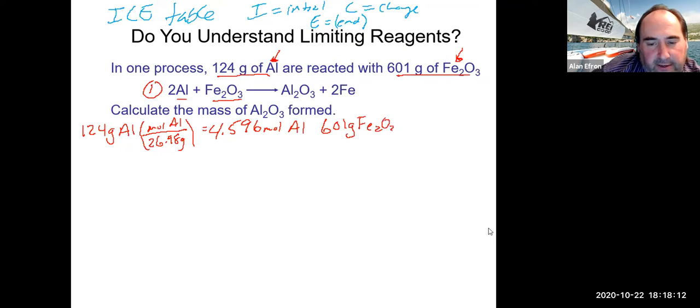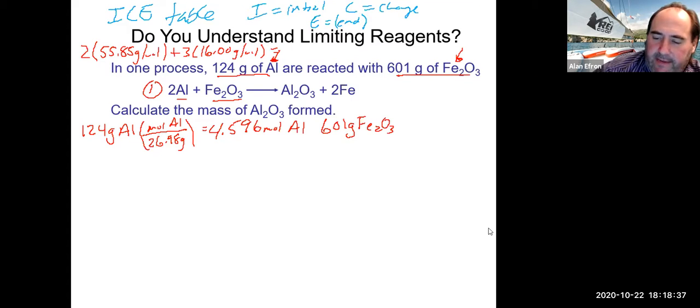We're also going to convert our grams of iron 3 oxide into moles. Same idea here: regardless of what we see in the equation, we're going to do the molar mass based off of the formula. So that is 2 times iron's molar mass, which is 55.85, and 3 times 16, which is the molar mass of oxygen. That gets us about 159.7 grams per mole.